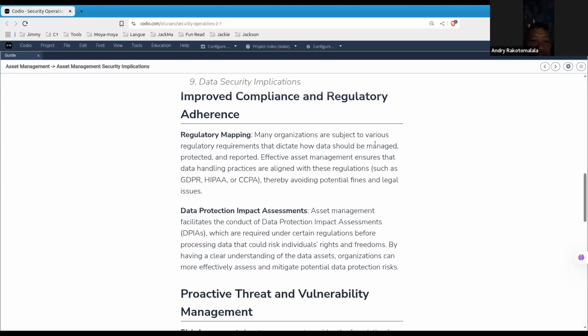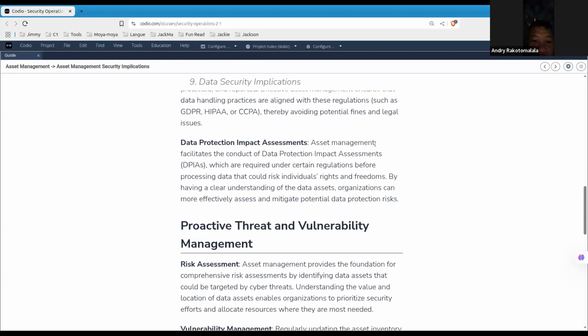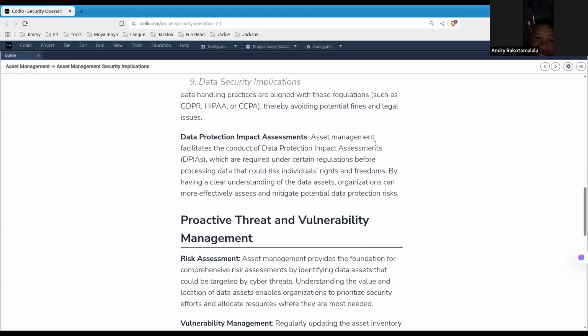And then there's data protection and impact assessments. Now, in short, this is just saying what is the impact if data were to be breached, right? So that's called a DPIA. So what we do is we essentially do an assessment, seeing what would be the impact, and then we provide that assessment to the different auditors for them to validate and say, okay, you understand the impact or the importance of your data.